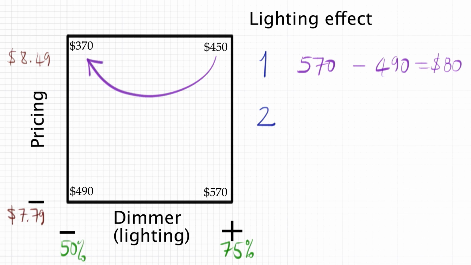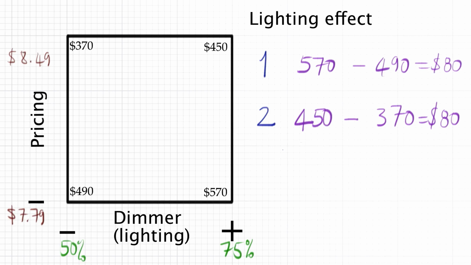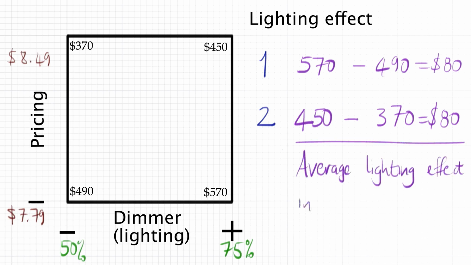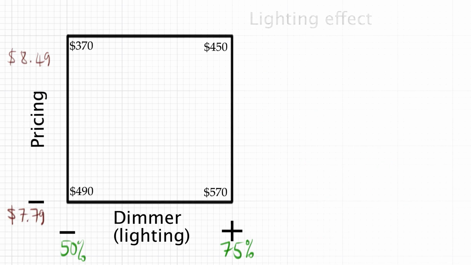Now let's look at the difference in lighting when pricing is at the high value. This time it's 450 minus 370. That's a difference of $80 again. So we can see then the effect of lighting causes our profit to increase by $80 as we move from a low level of light to a high level of light. This effect is consistent both at low prices and at high prices.